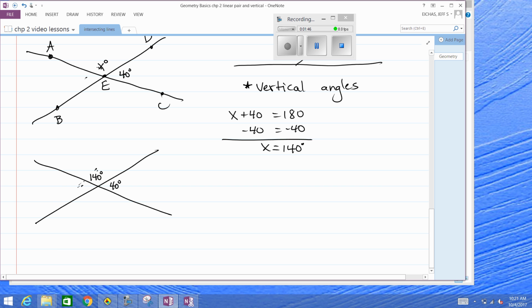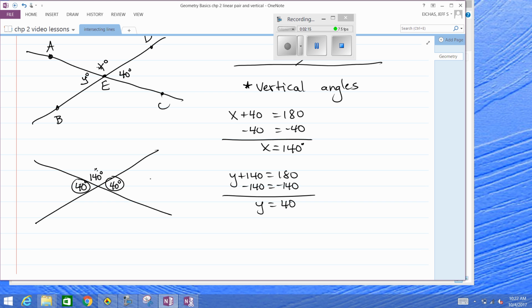These two angles right here, they also form a linear pair. We'll call this one y, right? So y plus 140 equals 180. And you're going to see that no matter what we do, y is 40, so we get 40 degrees. No matter what we do, those two, which we're going to call vertical angles in a minute, those two have to be the same. So they're going to be congruent.